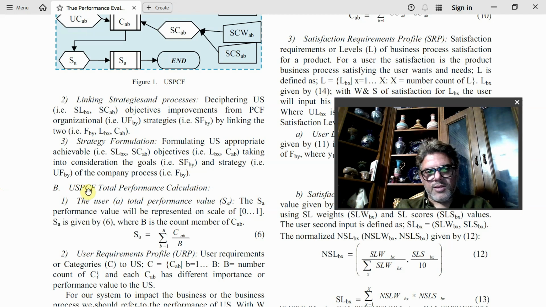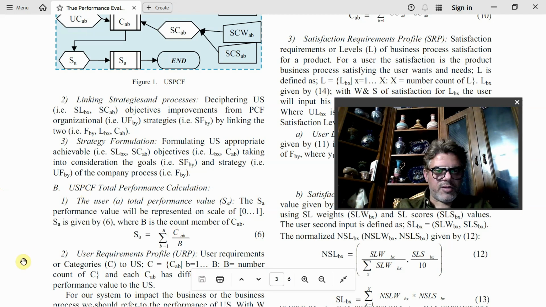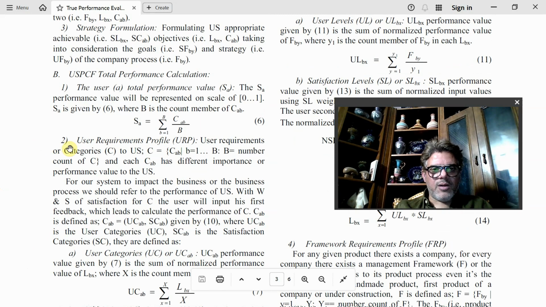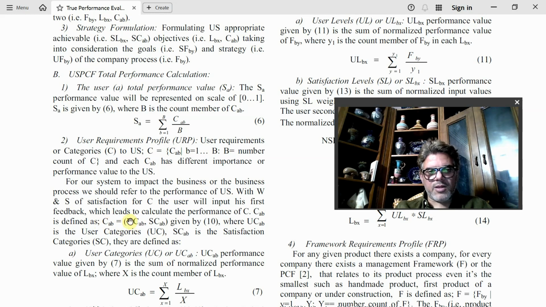User satisfaction process classification from total performance. As we said, we divide by the number of requirements. User satisfaction requirement is the categories. And then the categories has the user categories and satisfaction categories. Now, here comes the semantics.